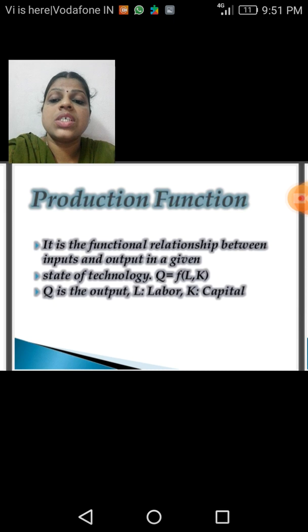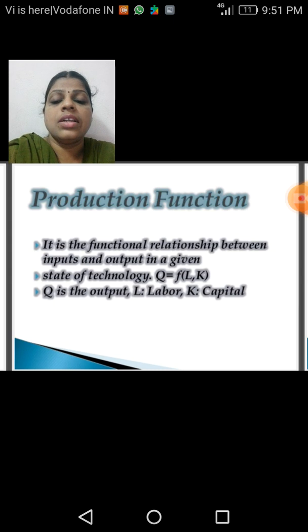And what does the production function mean? That function shows the relationship between the inputs and output in a given time period. We told that we have to combine the inputs to get the output; that is a production process. So this production function shows the relationship between these inputs and the outputs in a given time period.